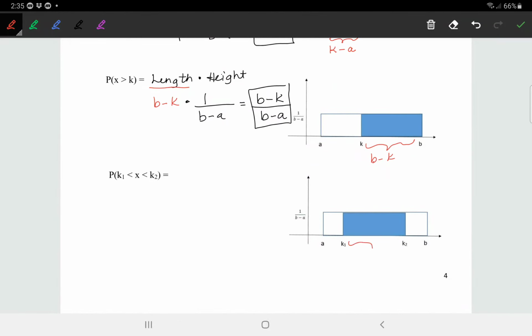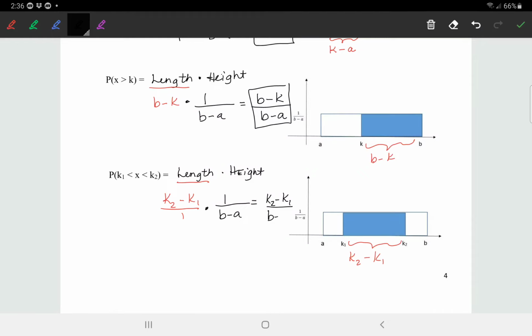And then lastly, we can find the length of a side in between two values. Okay? So again, length times height. The length here is given as k2 minus k1. That's the length, k2 minus k1. Again, if you want to think about it over 1, that's fine. The height is always given as 1 over b minus a. So if you're looking for the probability in between two x values, you take k2 minus k1 divided by b minus a.